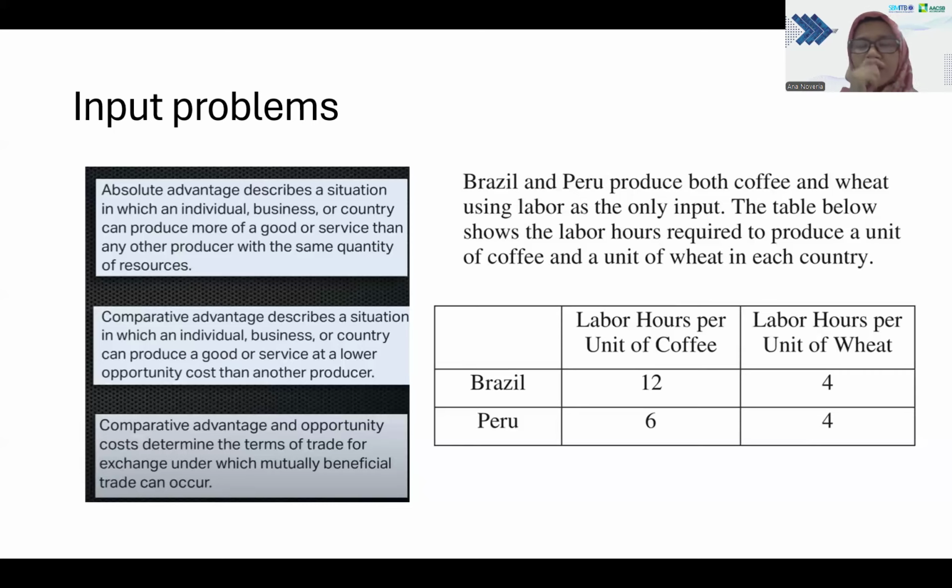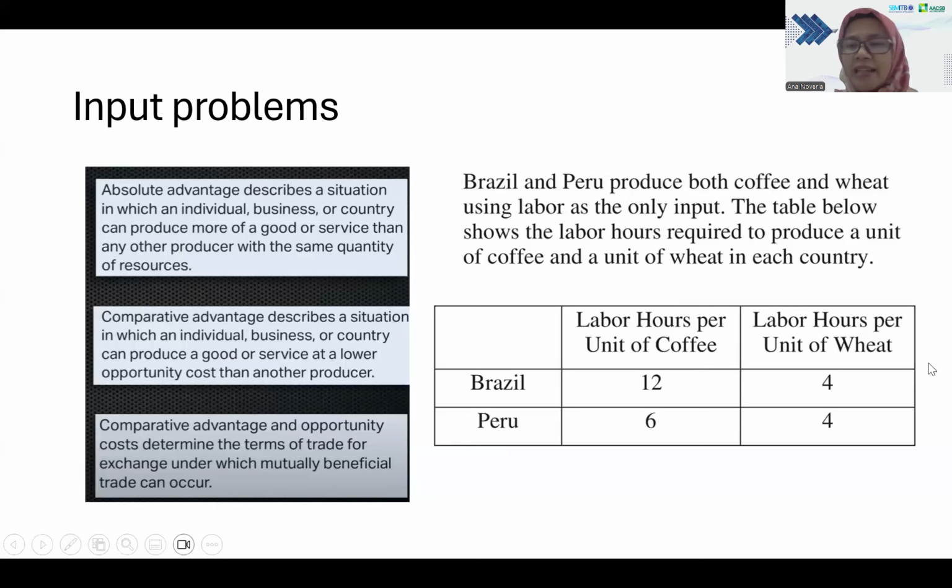Now I go to the resources, the input. Labor hours per unit of coffee: in order to produce a unit of coffee, Brazil spends 12 labor hours, and Peru requires 6 labor hours. So in terms of absolute advantage, which one has absolute advantage?